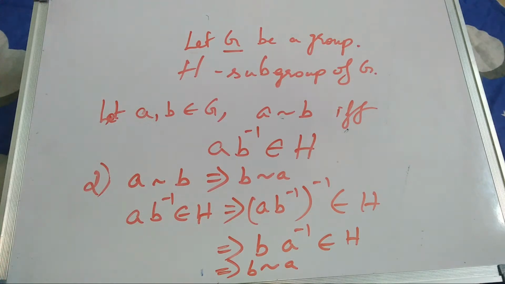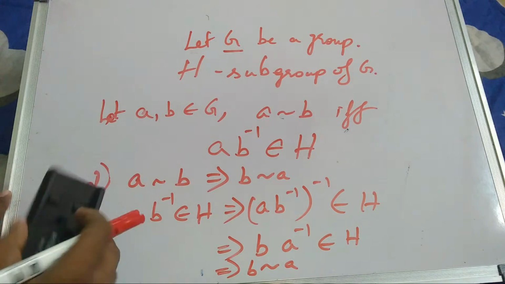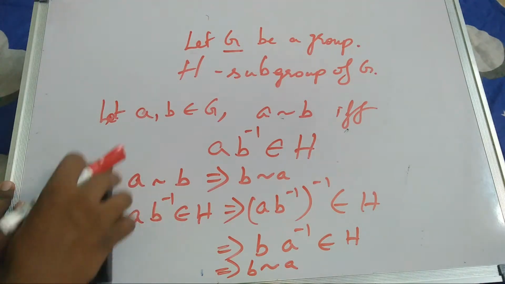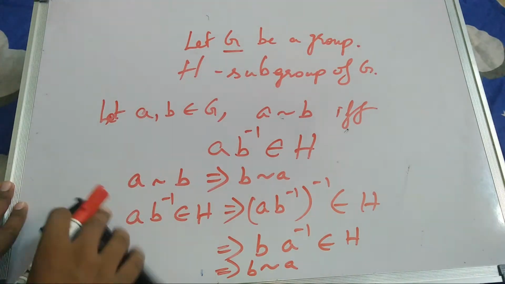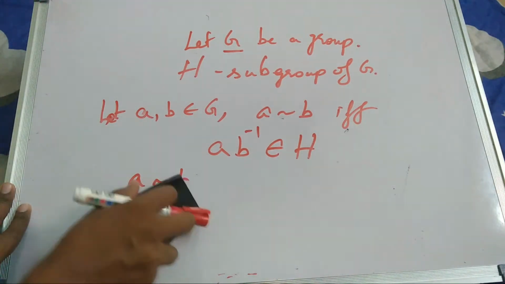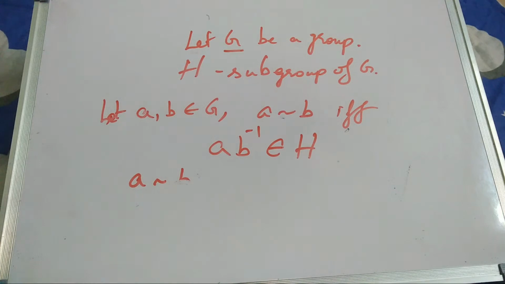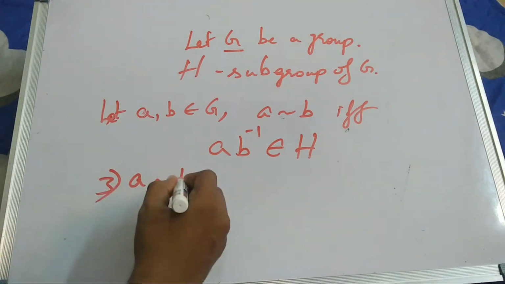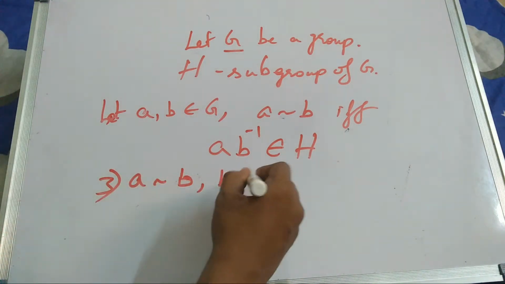So whenever for this relation, the symmetric property is true, and then transitivity is true, obviously we will try to show that now. So this is just for you to warm up. This is a very simple exercise which we can try. So assume that A is related to B and B is related to C.